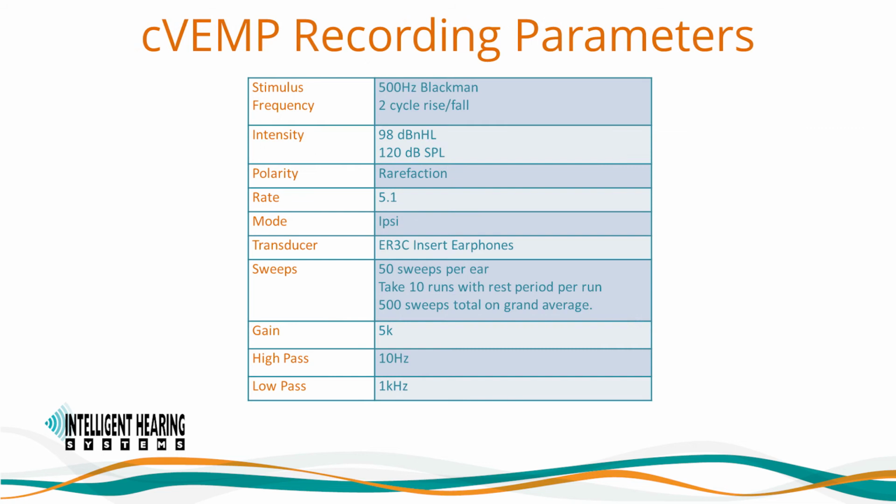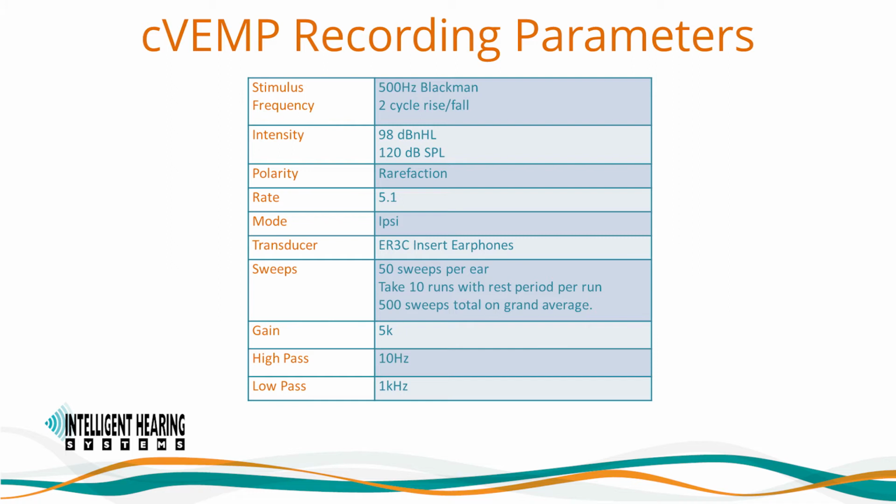Stimulus frequency is 500 Hz Blackman with 2-cycle rise and fall times. Intensity is 98 dB nHL, equivalent to 120 dB SPL. Polarity is rarefaction. The rate is 5.1 per second. We will be testing the ipsilateral side of stimulation using insert earphones. The sweep count will be 50 sweeps.